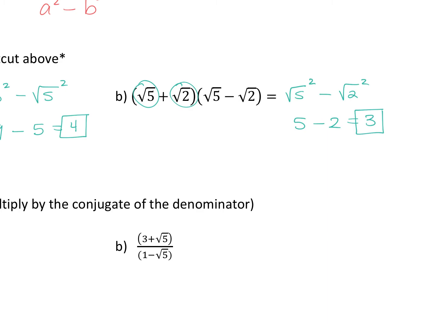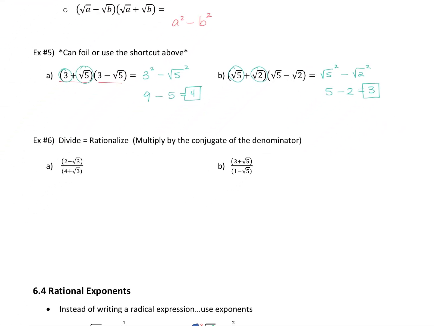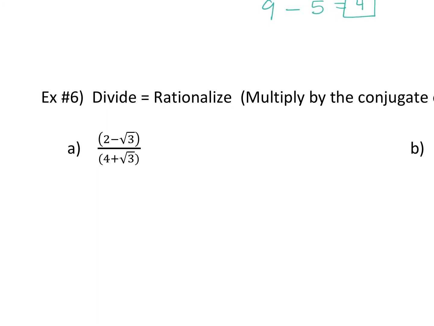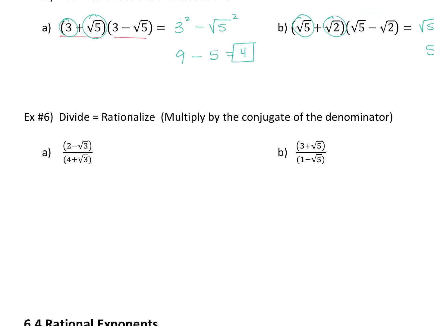It's going to take you way longer to do a problem like this if you FOIL it. Okay, there's a lot going on here. These ones are a little bit trickier. You are going to rationalize, and we've done rationalizing in the last few days. It's the same idea. We need to get the radical out of the denominator, and the way that we do that is we multiply by the conjugate of the denominator over itself, really.